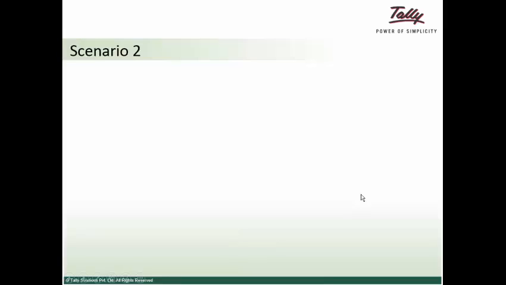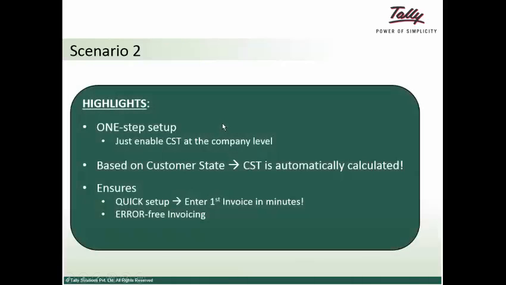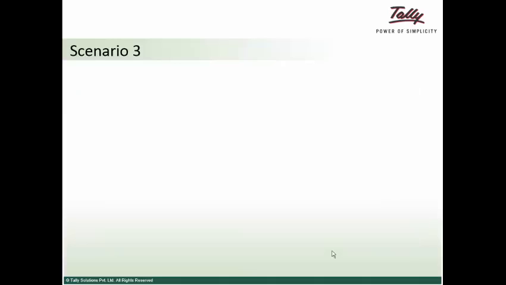Let us do a quick recap of the 5.0 highlights for interstate sales. As you saw in the demo, you just need to enable CST at the company level, and based on the state of the customer, CST gets calculated automatically. Nothing more needs to be done. This simplicity ensures that the business is able to implement CST and enter their first invoice in minutes. Also, chances of errors reduce considerably because of the simplicity.